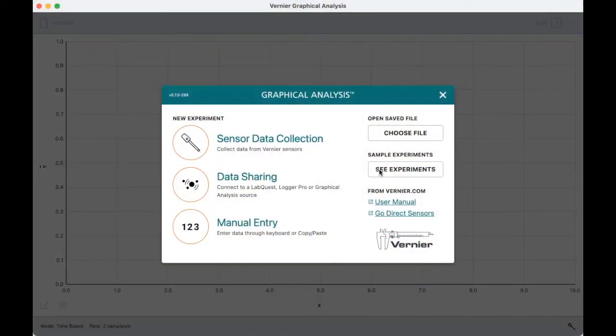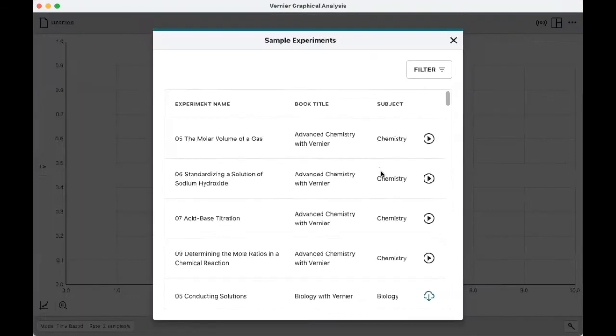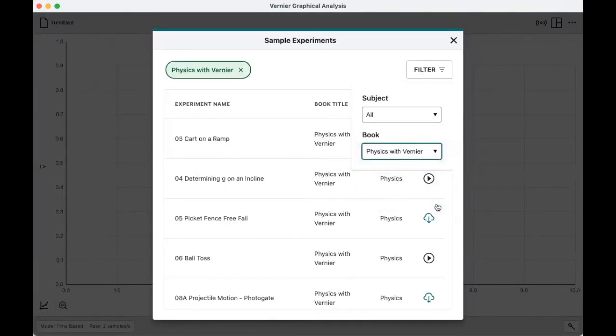Now I'd like to show you an example of when using the custom expression is very handy. So I'm going to open up another file. I'll go to sample experiments here, and I would like a physics experiment. And I would like to use the ball toss lab.